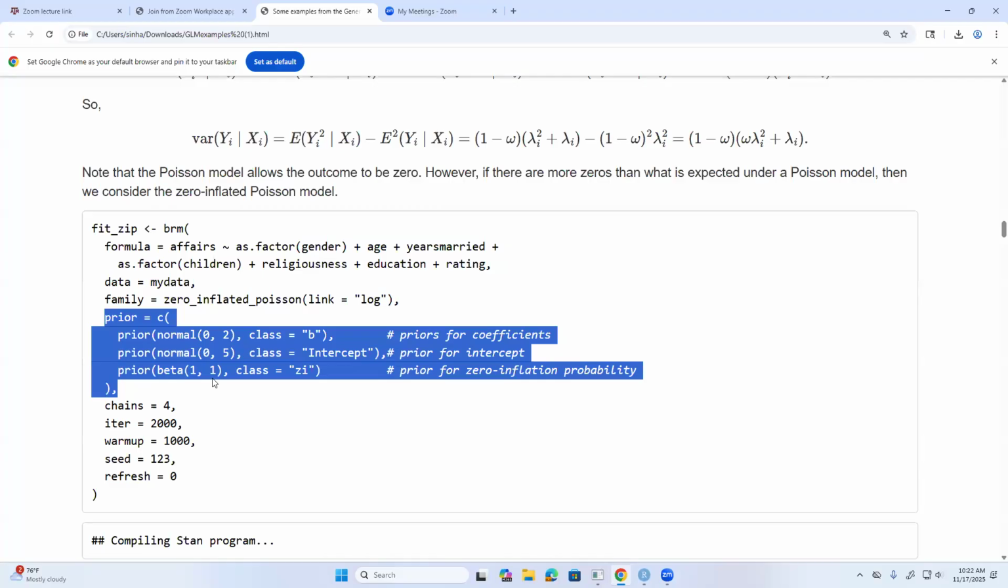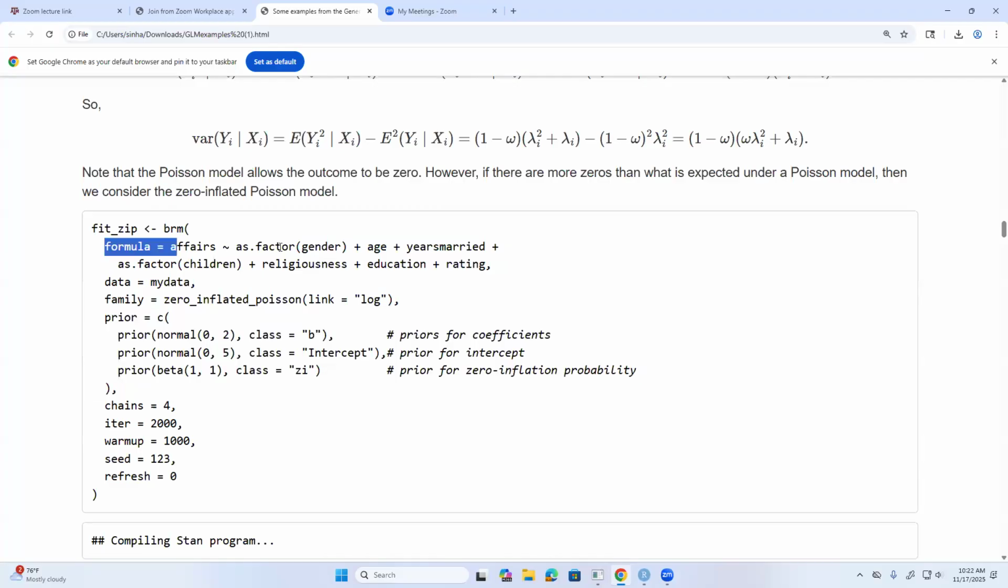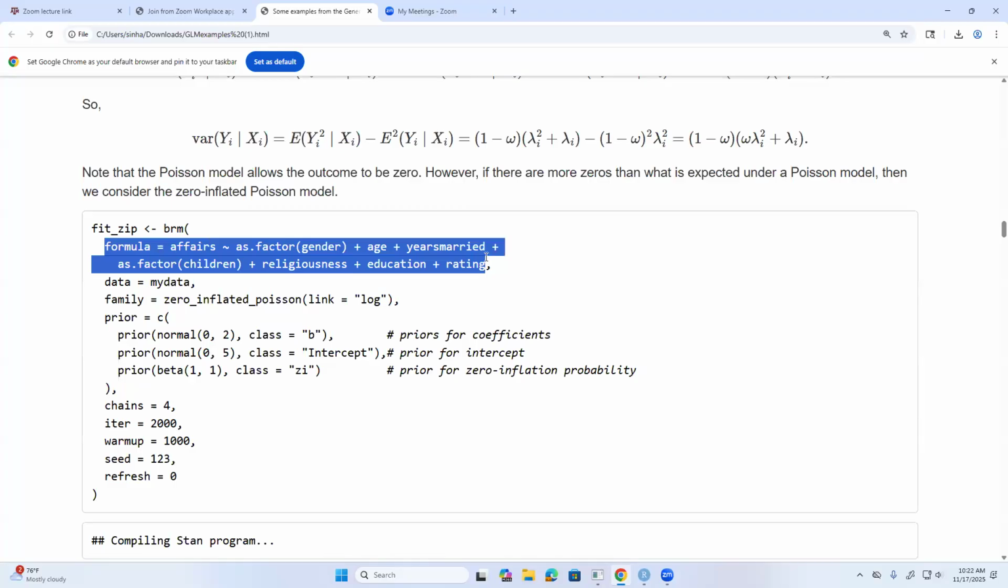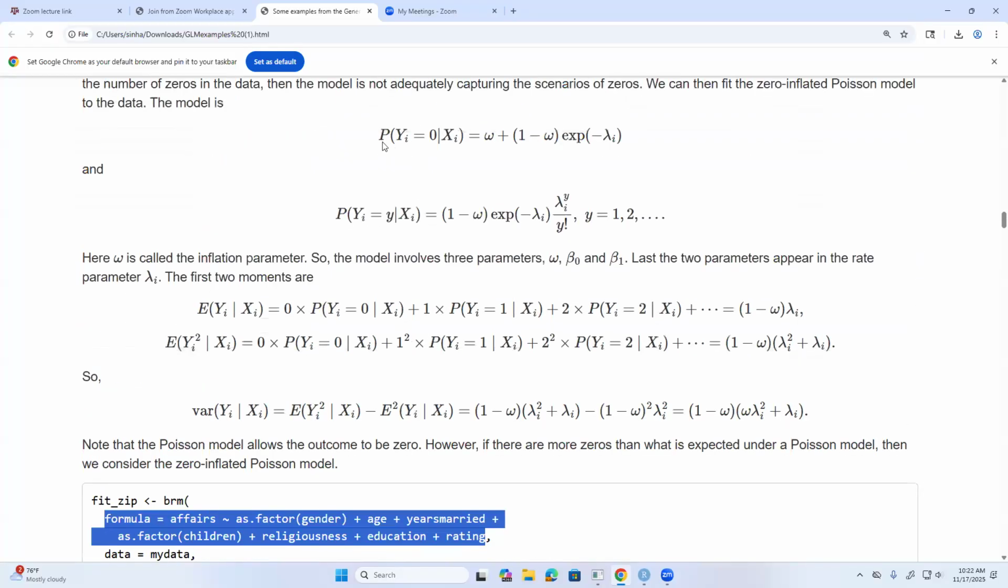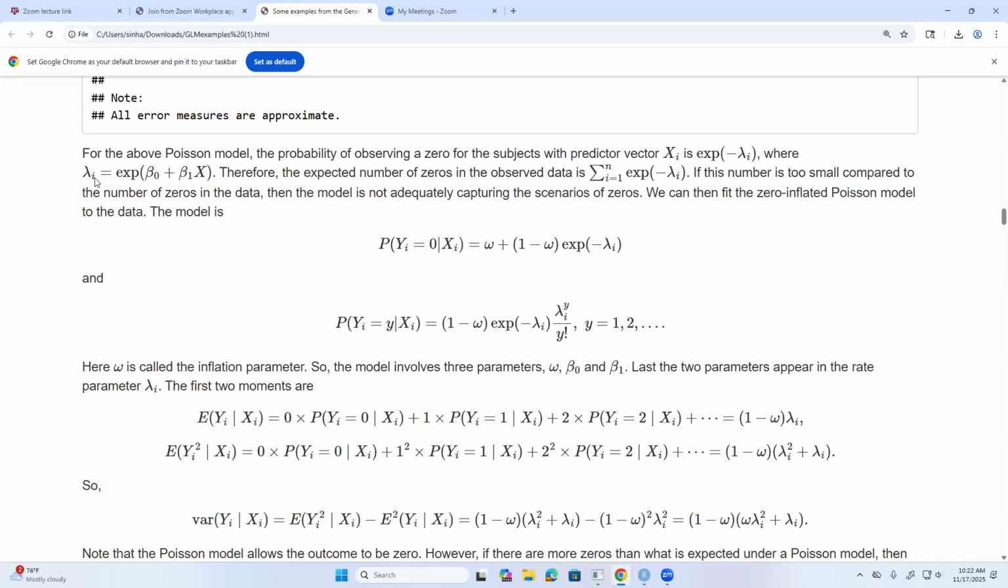Now, if you are asked to write the model, this is not the model. This is just a syntax of your code. Do not write this as your model. Your model is the following thing here. This is your model. Okay. And what is lambda i? Look, lambda i is still the same. Lambda i is equal to e to the power beta 0 plus beta 1 xi.